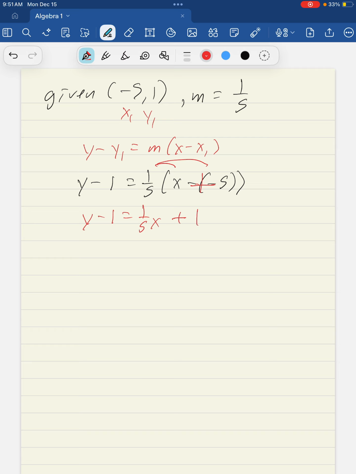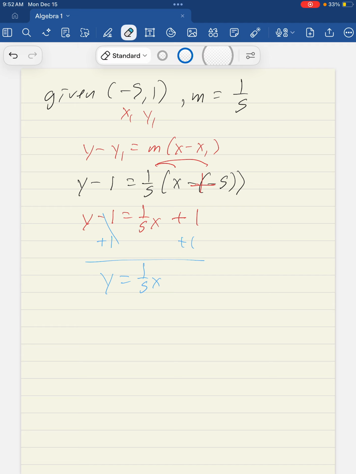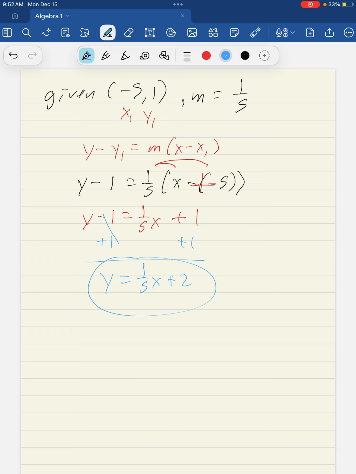And last but not least, we need to isolate our y. So we're going to plus 1 both sides. Get our y totally by itself. And we have y equals 1/5 x plus 2. Boom. That's it.